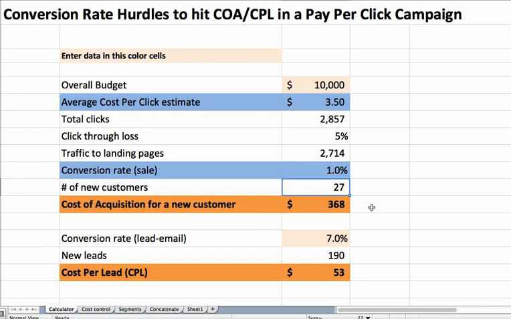Now, if you're smart, you're also going to be doing some lead capture so that if you can't convert them to a sale, you're at least capturing them in some kind of marketing automation program. And let's say you manage to capture 7% of those, so you pick up 190 new leads, then your cost per lead is $53 each.